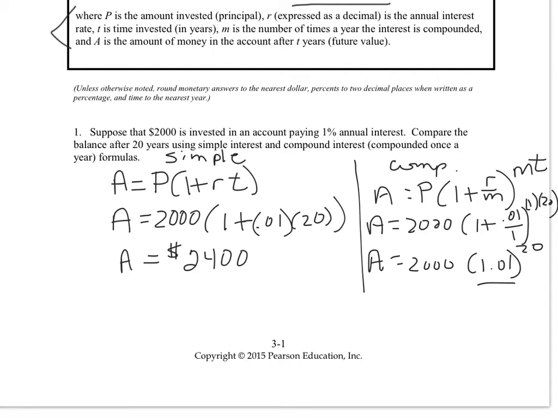At that point you could hit enter and then times 2,000, and you're going to come up with, to the nearest penny, $2,440.38. So even though they both had the same percentage rate and we were compounding annually, the difference between simple and compound interest amounted to an extra $40.38.